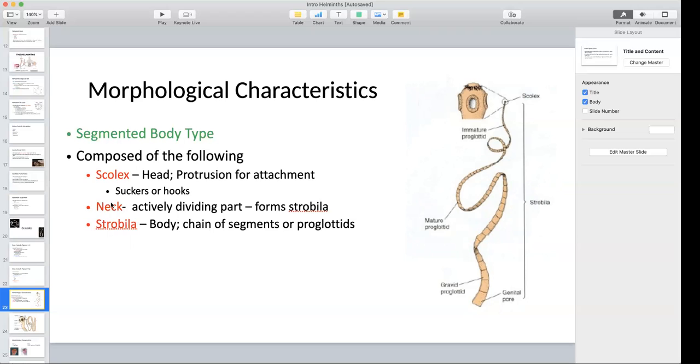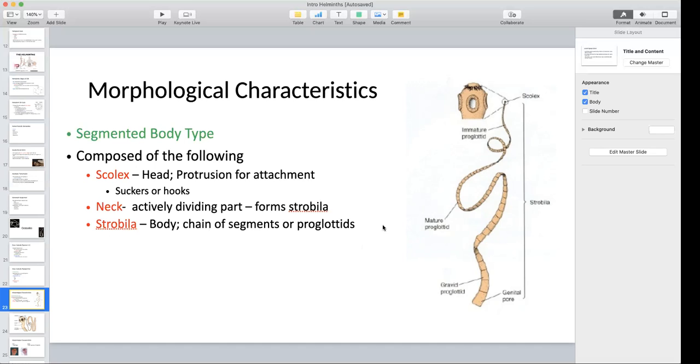We have a neck region where there's actively dividing parts that we'll call the strobila. This is sort of the body of the worm. And then we have these individual proglottids here. So that neck region is going to lead into the strobila, the body, which is basically the chains of segments, or what we also call the proglottids.